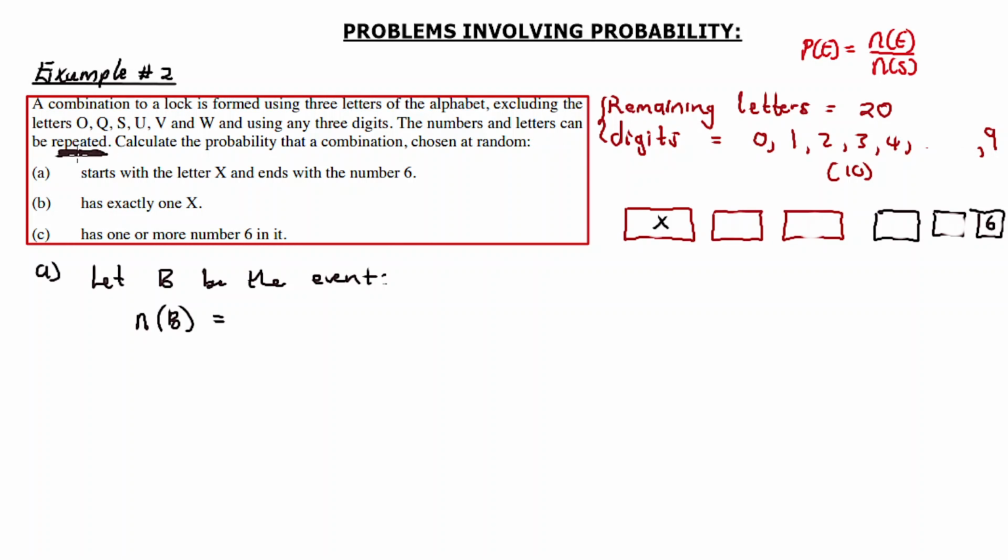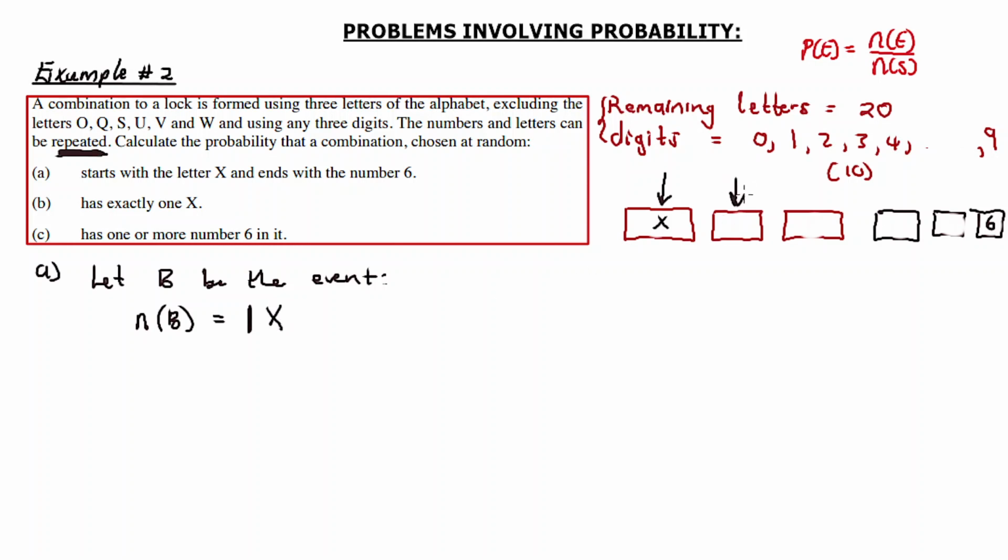Yeah, what can be repeated? So we apply exponential notation since they can be repeated. For the alphabets, how many choices do I have for this first block? I only have one choice, because it must be an X here. So that's why I say I only have one choice for the first block, which is X, multiplied by.